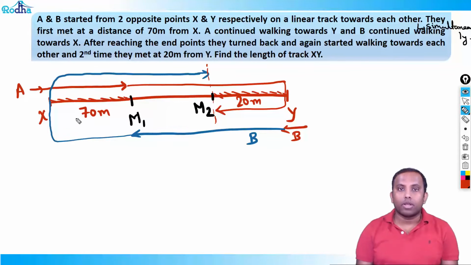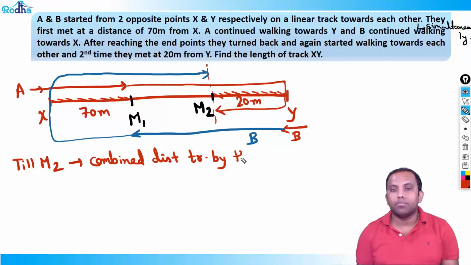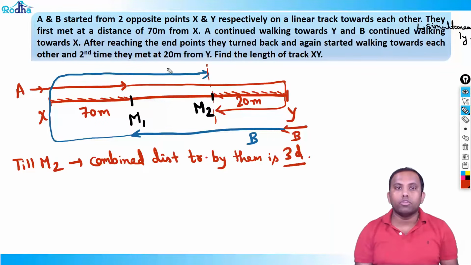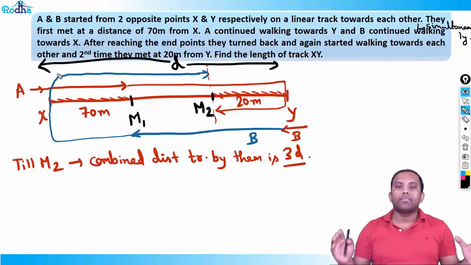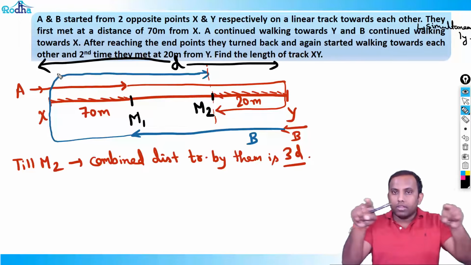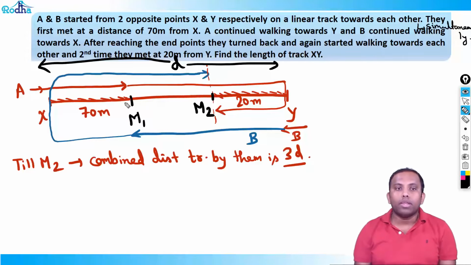Now see, here the concept comes in, a very interesting one. Till M2, the combined distance traveled by them is 3D. If I assume the length of the track as D, the combined distance till M1 is D, and after that the combined distance traveled is 2D. So D plus 2D is a total of 3D. So till M1 the combined distance traveled is D.